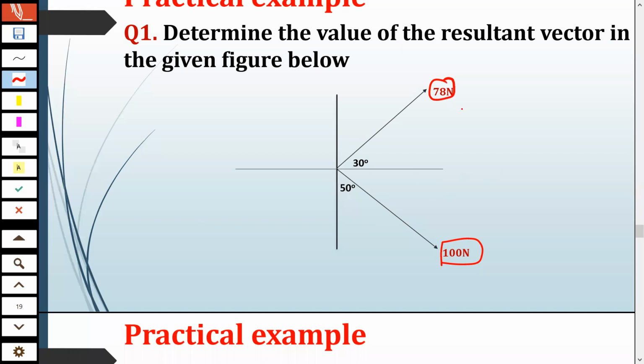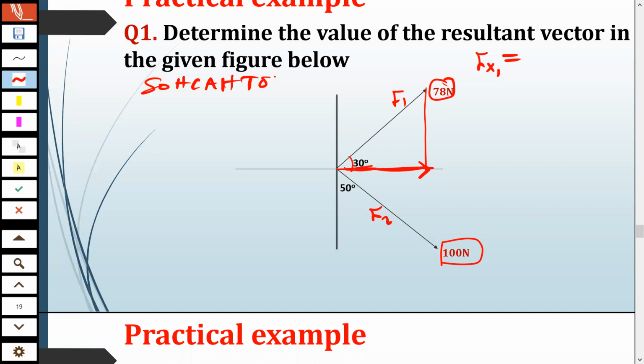So for this 78 newtons, in the x, if I draw a triangle there, the angle is here, and the x is the adjacent. So for 78, I'm going to call this F1, this one F2. So Fx1 is going to be equal to, since this one is pointing towards the positive x, and since it's the adjacent, we're going to use cos from SOHCAHTOA.